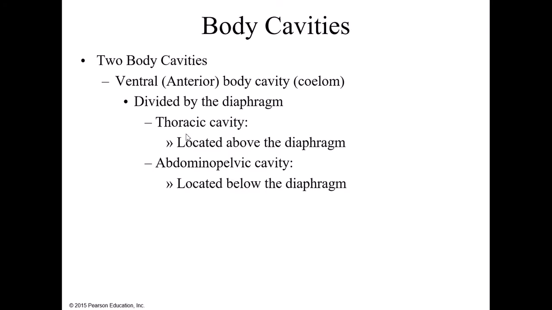So again, the anterior or the ventral body cavity is divided by an important muscle. I want you to know the muscle. It's the diaphragm. And again, the cavity above the diaphragm is known as the thoracic cavity. The cavity below is the abdominopelvic cavity.